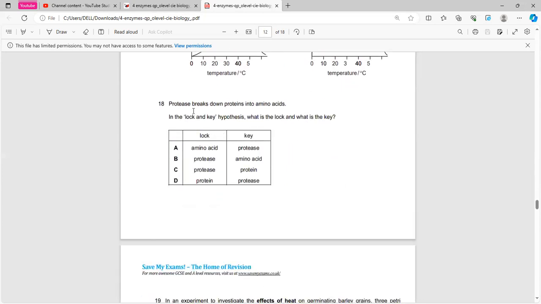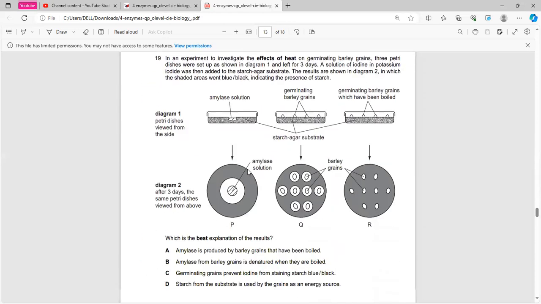Lock and key again. You need to know that this is an essential concept, and it will be tested again and again. Protease, where is the protease? It's C. However, it's written in B as well. Breaks down proteins into amino acids. So whatever it breaks down, that is always the substrate. So our option is C.